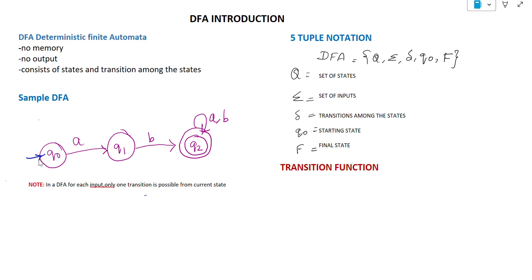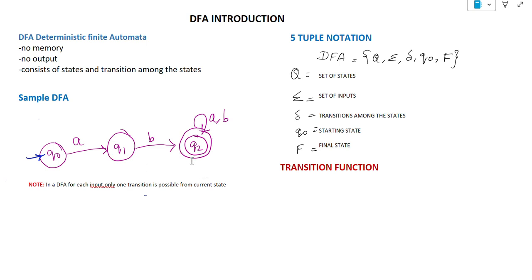States are represented with a circle, and the transitions among the states are given with an arrowhead like this, and this is the input. On receiving this input, it moves from one state to the other state. It consists of states and transitions among the states. The sample DFA I have given here: the ones represented with circles, as I said, are the states, and these are the inputs. On receiving these inputs, it moves to the next state.